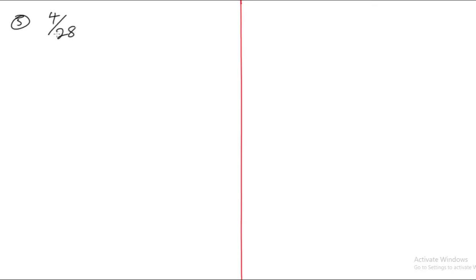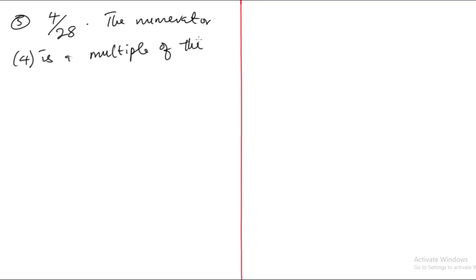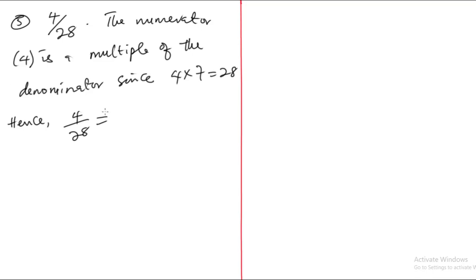Let's look at another example, 4 over 28. If you look at this example here, it is obvious that the numerator, which is 4, is a multiple of 28, the denominator. This you can see in 4 times 7, which is equal to 28. Hence, 4 over 28 can be rewritten as 1 over 7.